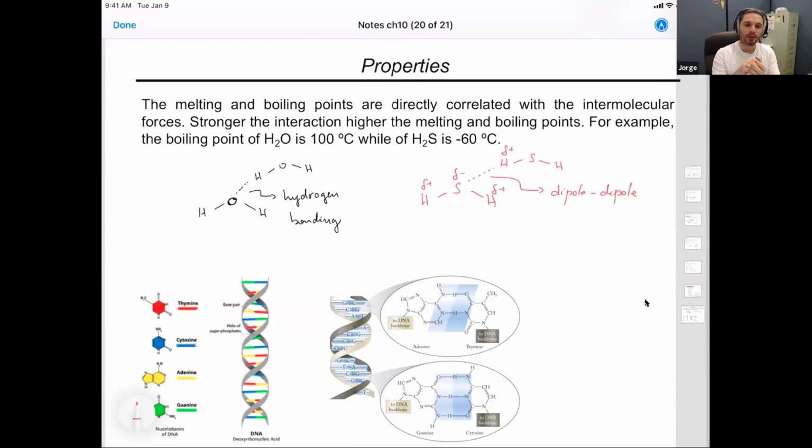See the huge difference that hydrogen bonding makes when compared to dipole-dipole. The difference in the boiling point is around 160 degrees. So always start thinking about intermolecular interactions to explain melting and boiling points.